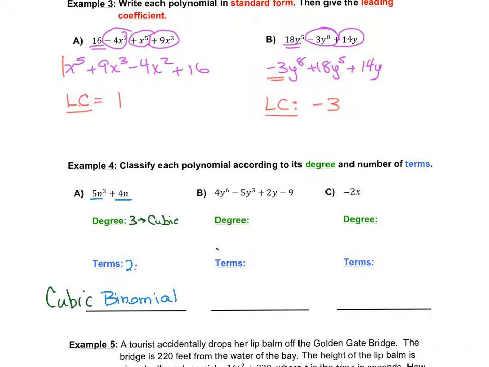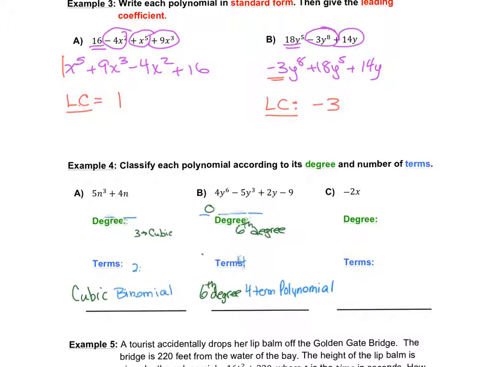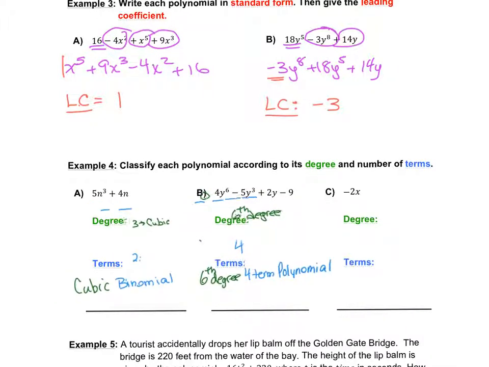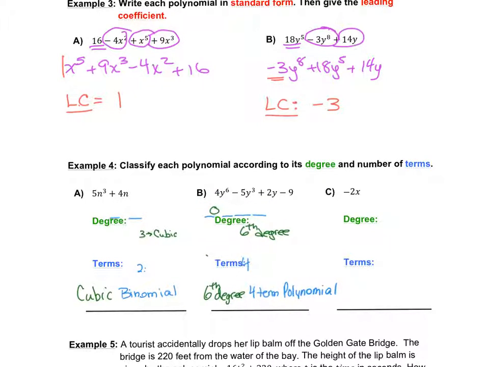For letter B, the highest degree is 6, and remember there's no special name for 6th degree. There are 1, 2, 3, 4 terms, so this would be called a 6th degree 4-term polynomial. That's a long name because there's no special name, so it's 6th degree 4-term polynomial. Sorry about the overlapping of the words, so just wanted to make sure that we get it.